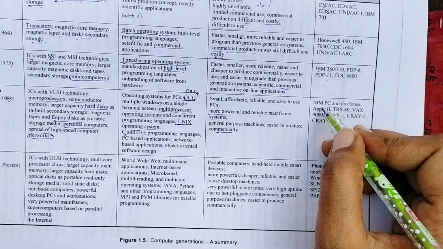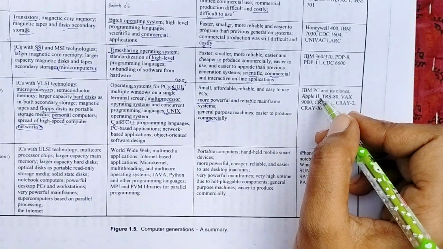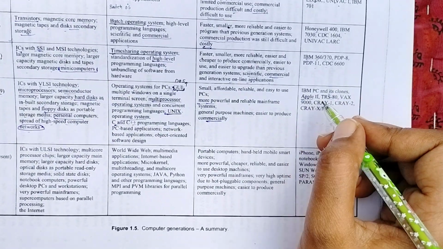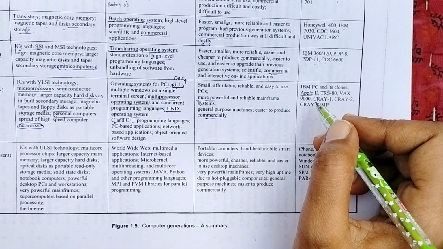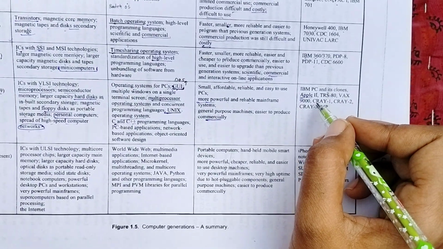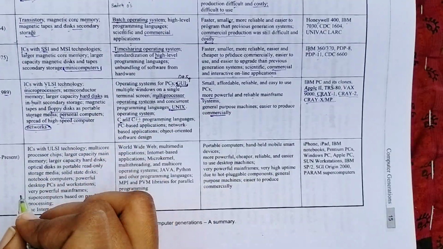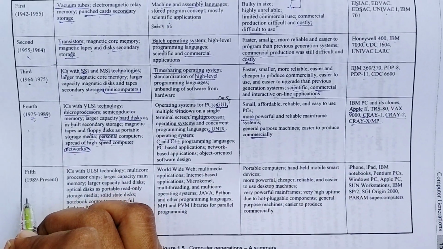Some examples are the IBM PC and its clones, and Apple II. Now we are using Apple also. In this time period, Apple also started to create the supercomputer which we are using in this generation. Now let's move to the next generation, the fifth generation.